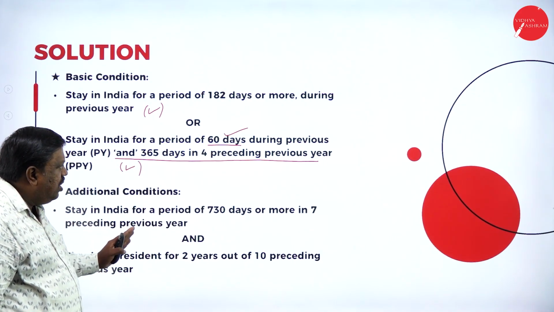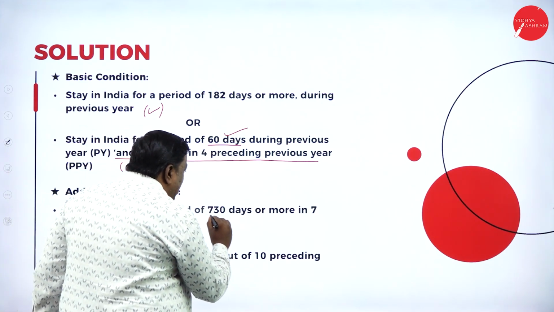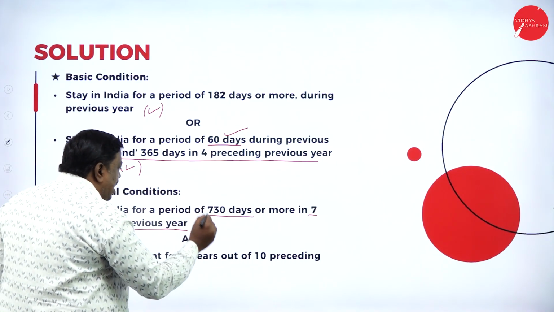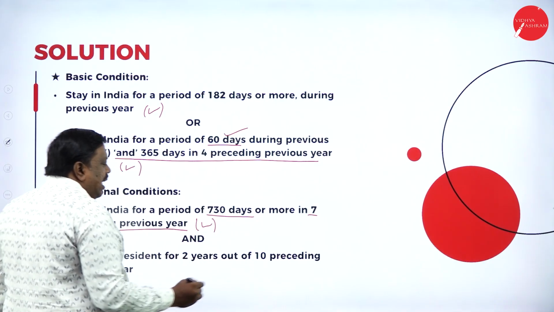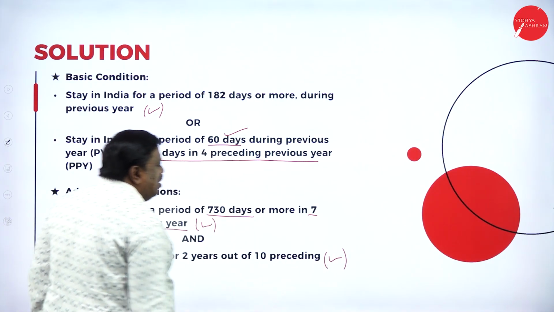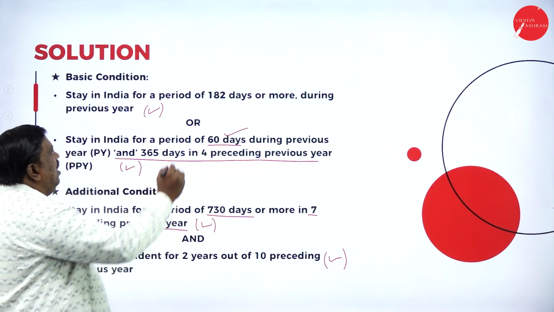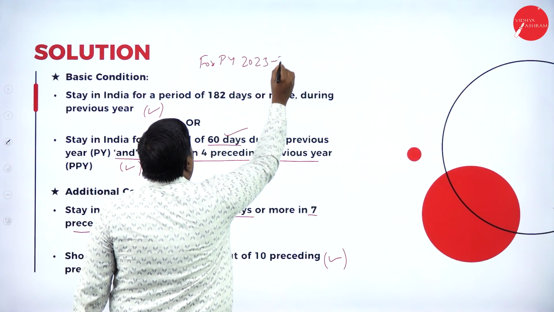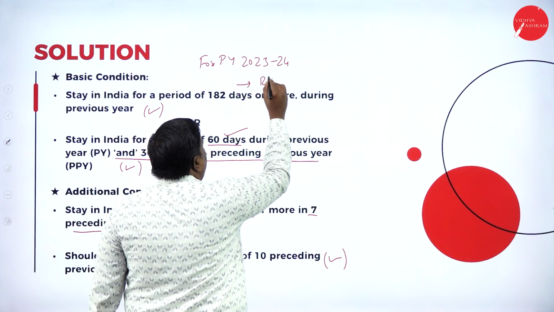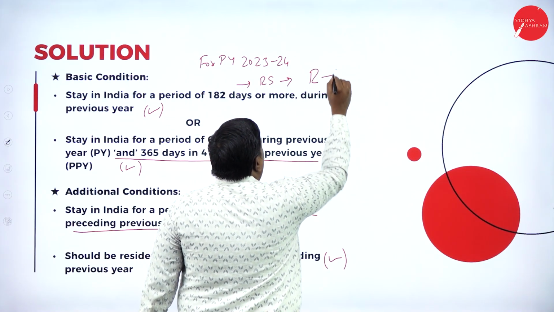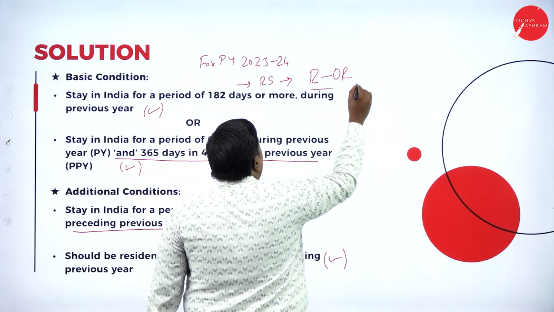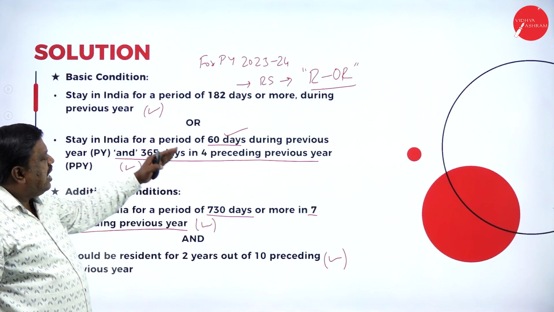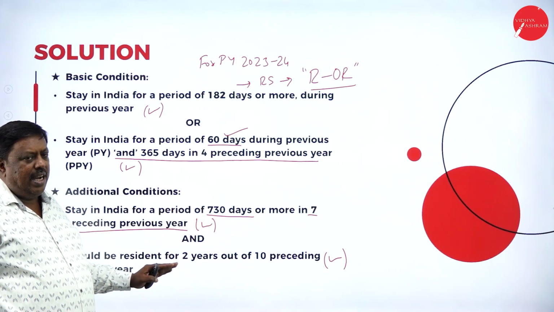What is my additional condition? I should be in India for 730 days in the 7 preceding previous years. I'm more than that. So I've satisfied the additional condition and the second additional condition also. The conclusion for previous year 2023-24 is that my residential status will be resident, ordinarily resident, because I've satisfied both the basic condition as well as both the additional condition.